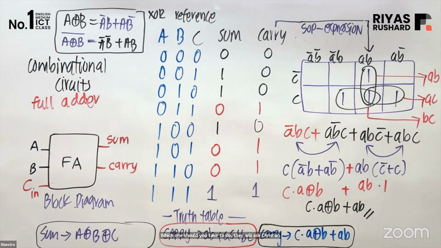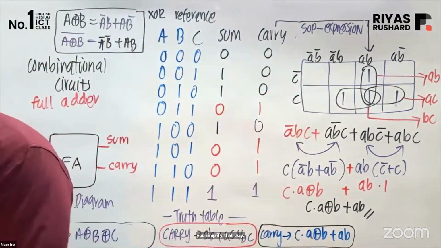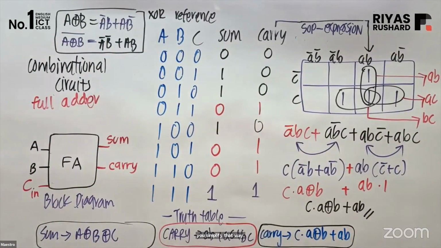So can we give ABC for all others and then simplify? If you simplify that way, you will get this answer. Hana, I guess no, right? He doesn't do.